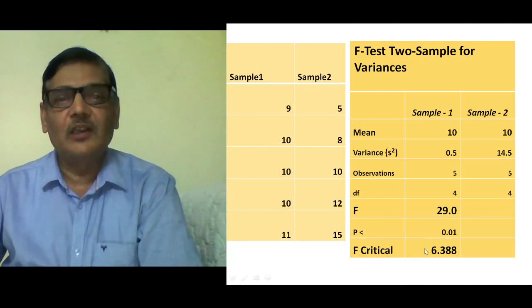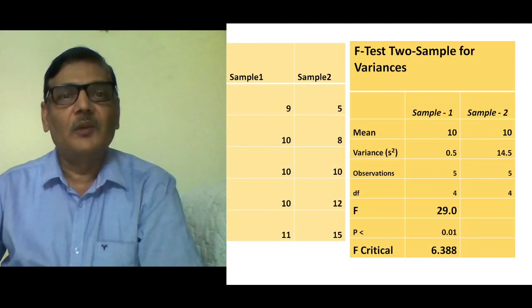So we reject the null hypothesis, and we can say that a significant difference exists between the variance values of the two samples. So these are the steps through which we can verify whether two samples have the same variance or significantly different variance values.